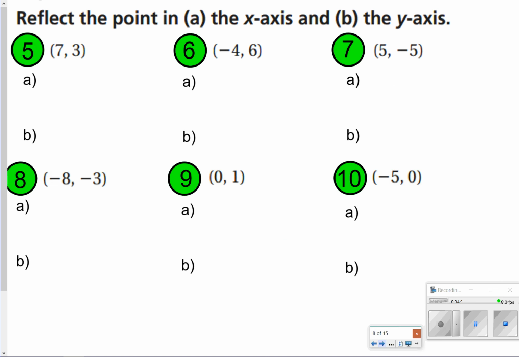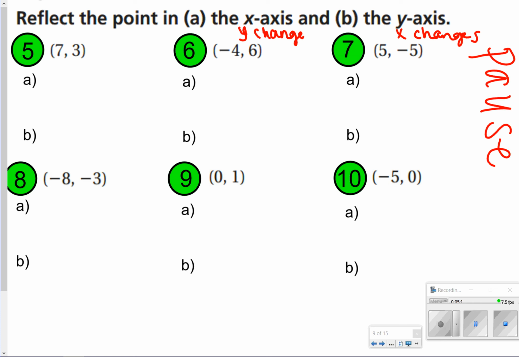So these next few you're going to try on your own. Letter A is you're going to reflect across the x-axis, and letter B you're going to reflect across the y-axis. Remember, when you reflect across the x-axis, the y changes, and when you reflect across the y-axis, the x changes. Go ahead and take time now to find out the answers to 5 through 10. Let's go ahead and pause the video now, and once you're done, click play to check your work.